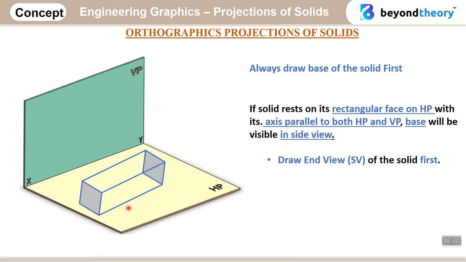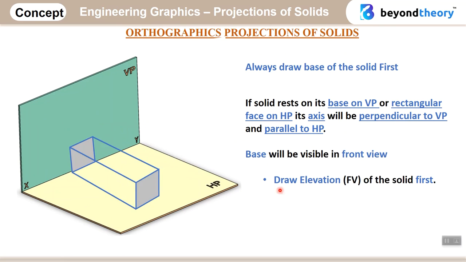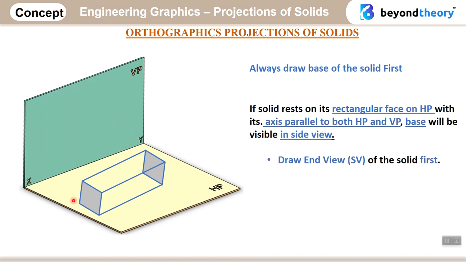So from this, what we can understand is, whenever the axis of a solid is perpendicular to HP, we have to draw the top view of the solid first. Whenever the axis of the solid is perpendicular to VP, we have to draw the front view first. And whenever the axis of the solid is parallel to both HP and VP, we have to draw the end view first.